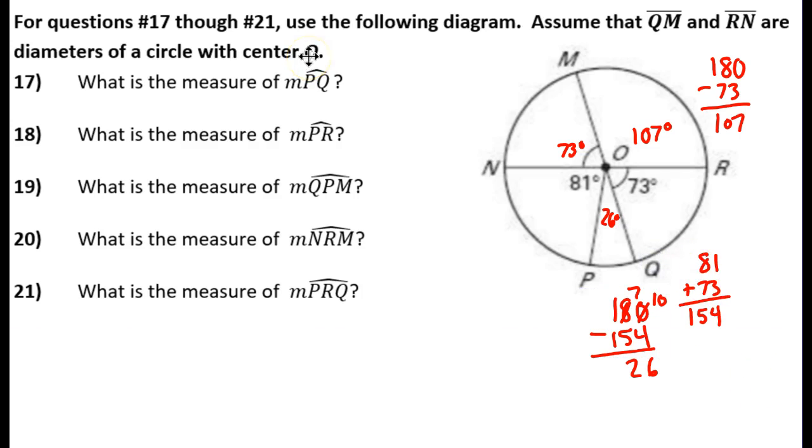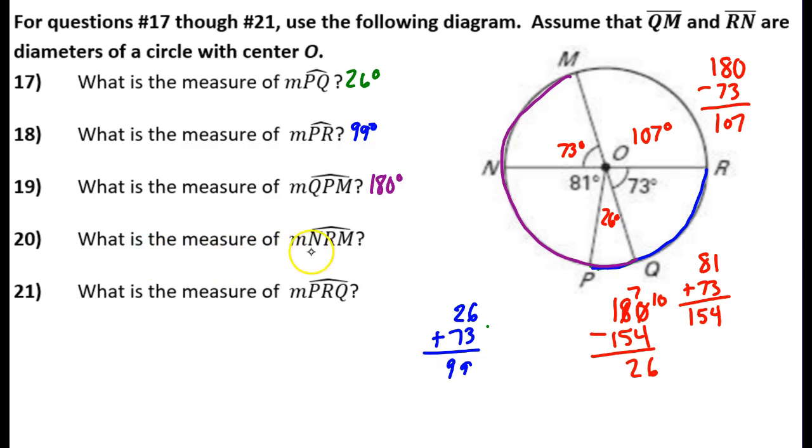So now I'm going to go ahead and answer the question. So it says, what is the measure of PQ, the arc? So it takes on the central angle, so that is 26 degrees. What is the measure of arc PR? So from P to R, that would be 26 plus 73 for a total of 99 degrees. What is the measure of Q to P to M? Q to P to M, that is 180 degrees because you have a semicircle there.